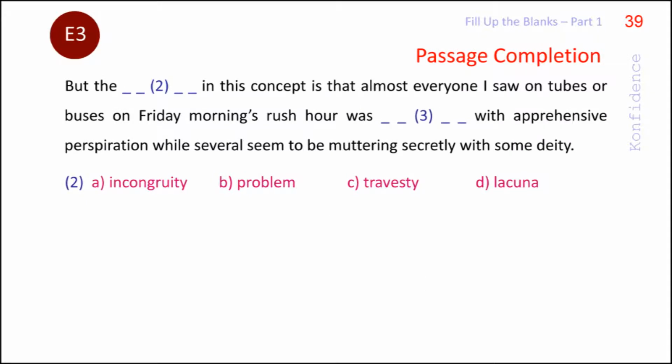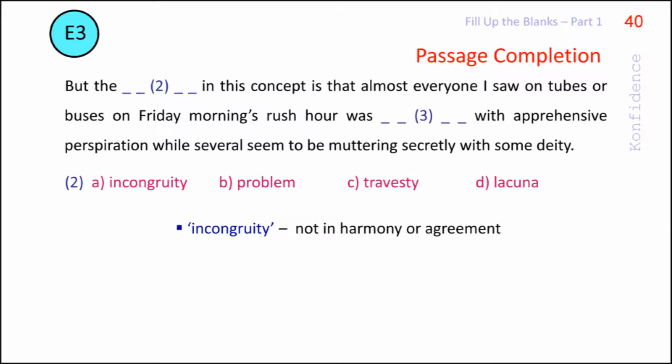The second and third blanks are found in the second sentence. This sentence says something about a concept that is mentioned in the first sentence. What is that concept? The concept is that a suicide bomber looks sweaty, apprehensive, or mouthing silent prayers. According to the second sentence, the author saw everyone around looks like or behaves like a suicide bomber. Now let us see the options. Option A, incongruity means not in harmony or agreement. Definitely the concept is in agreement with the reality. So option A is not suitable.